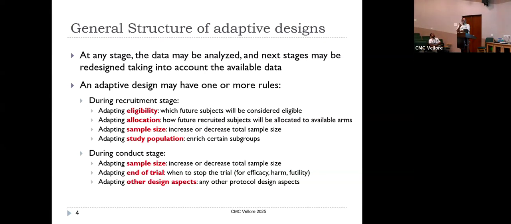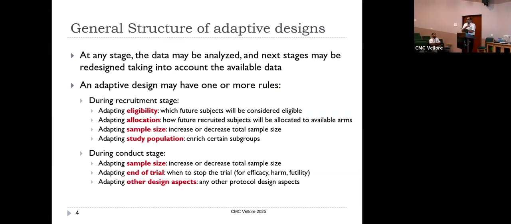We can also adapt the sample size. I can not recruit more. I don't need more. I said I needed 500, but I can get away with 400. I will stop it and not recruit more. Or I said I needed 500, but actually now I need 800. So now I will adapt it and increase it. And we'll talk about that sample size re-estimation while you're recruiting.